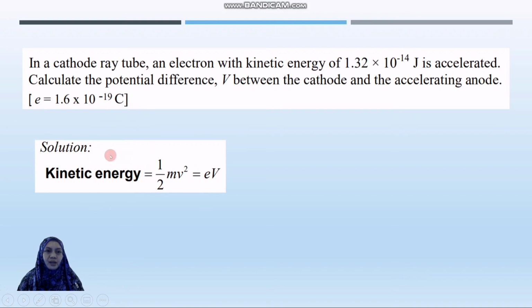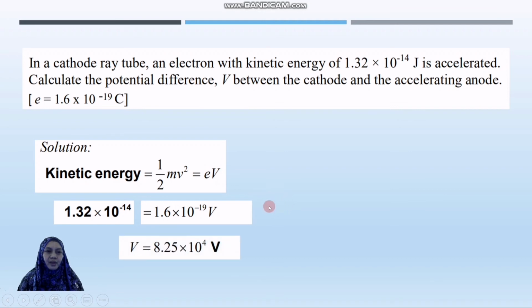conversion that occurs. Kinetic energy, half mv squared, equal to electrical potential energy, eV. So the kinetic energy is given as 1.32 times 10 to the power of negative 14. So we write it here, equal to eV, where e is 1.6 times 10 to the power of negative 19 coulomb. So now we can find V, the potential difference, which is equal to 8.25 times 10 to the power of 4 volt.